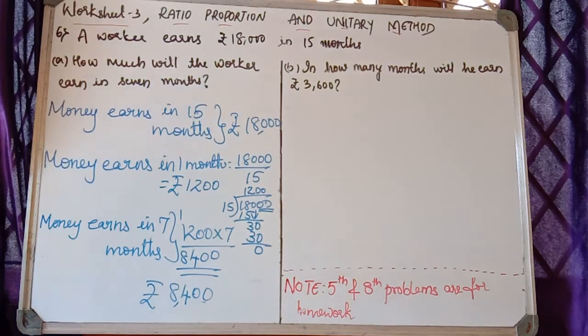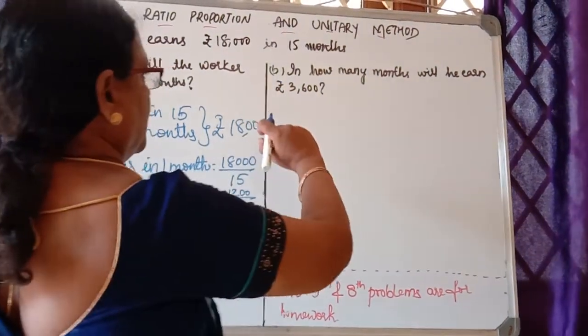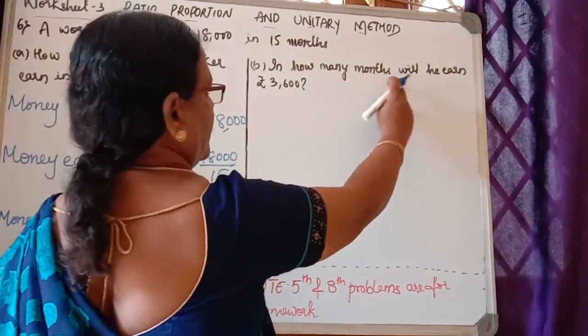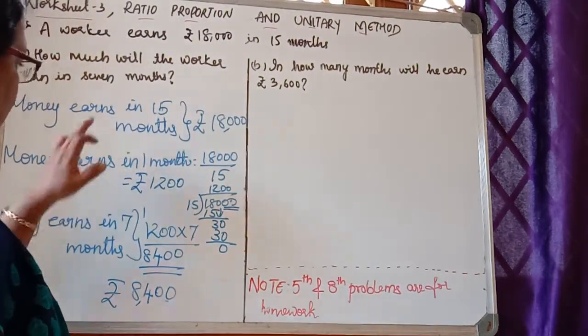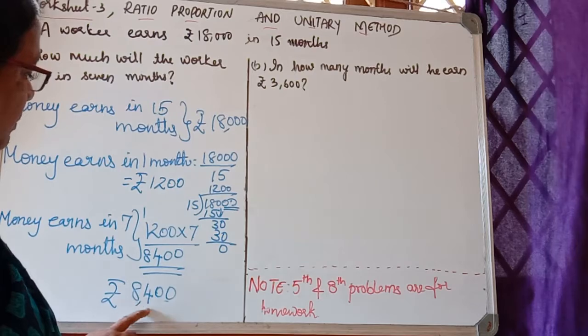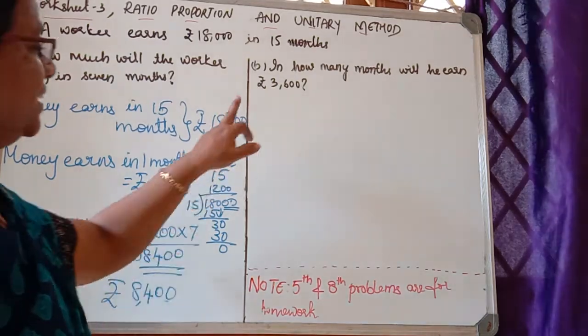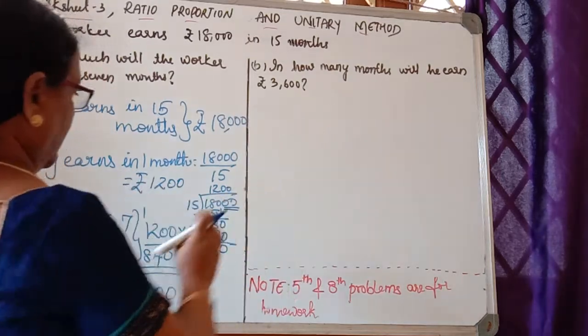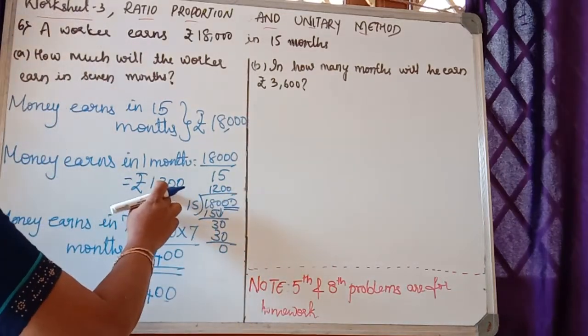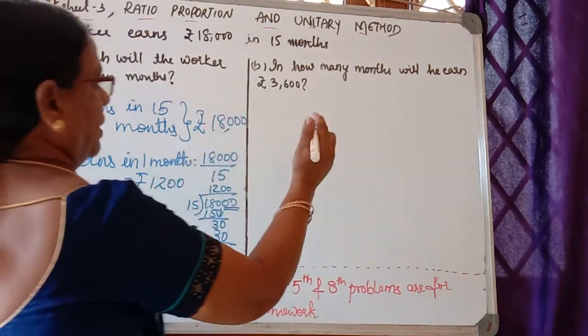8,400 rupees. Now, what is the B sum? In how many months will he earn rupees 3,600? Here we found out in 7 months how much he earned. Here, in how many months can he earn 3,600? And already we found out how much he earned in 1 month.